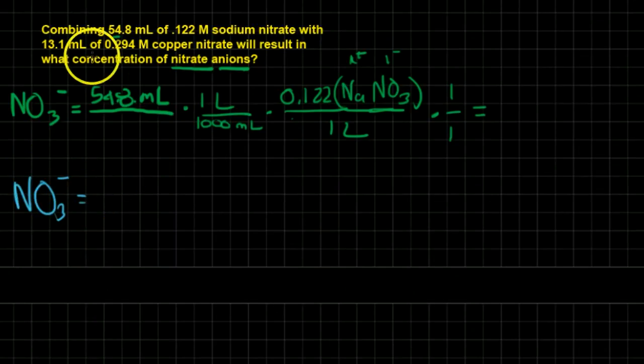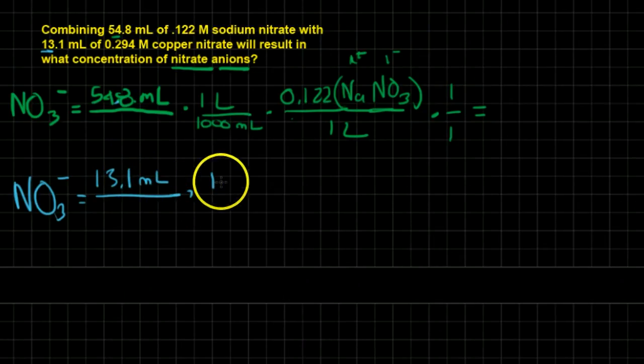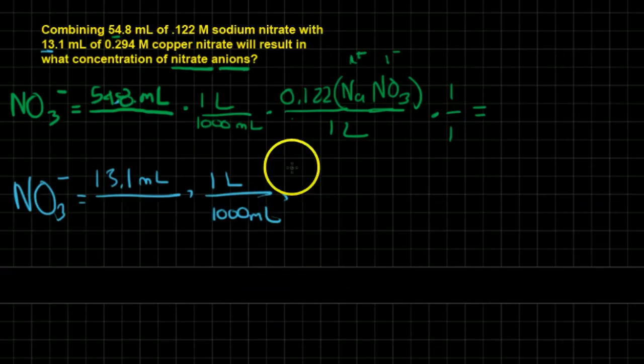I've got 13.1, right? Make sure I remember that decimal point there. That's your job. Okay, 13.1 milliliters of this times 1 liter over 1,000 milliliters. I guess if you wanted to start out with this in liters to begin with, it'd save you a little space, but you might make a mistake if you're like me. Okay, and the concentration is 0.294.